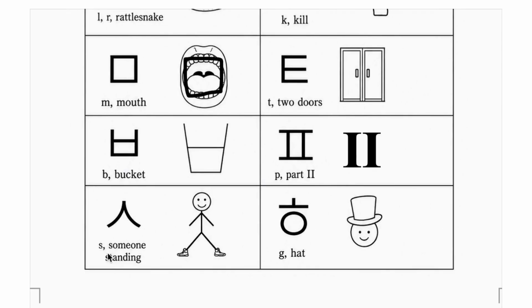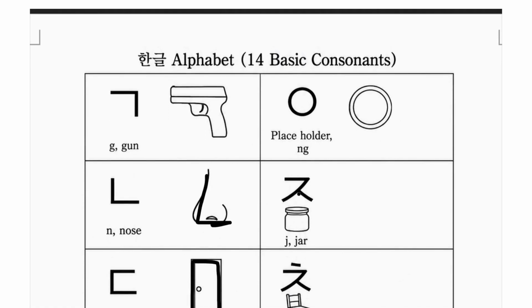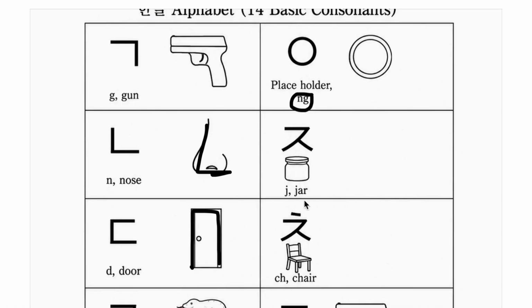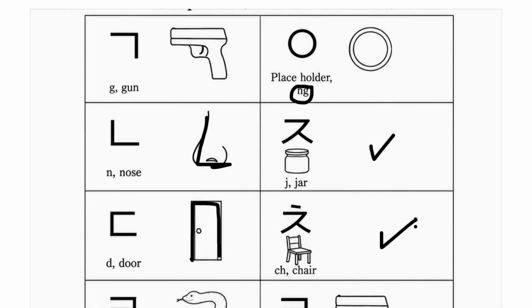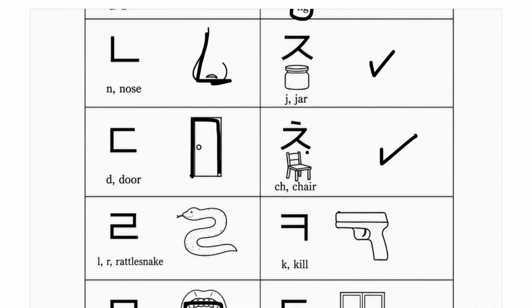Bucket. Remember that? Su, someone standing. Su, standing. Okay, right here, standing. This has no sound. It's a placeholder. And I put ng because it has that ing, ong, ung sound when it is used as a final consonant, which I will talk about later. Ju, as in jar. I couldn't think of anything for ju and chu, so you guys do whatever you can to remember that. Chu, as in chair. So it's a ju with one more stroke.